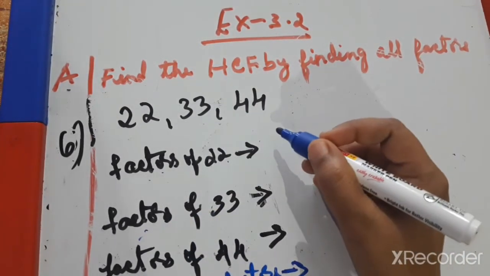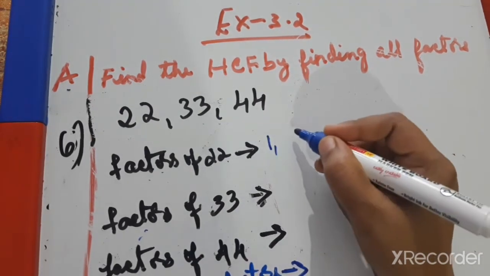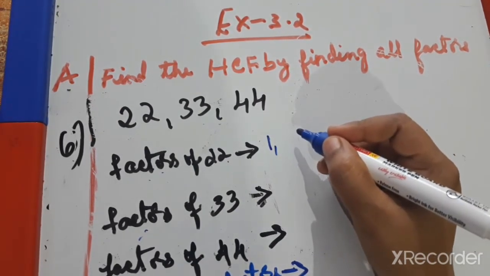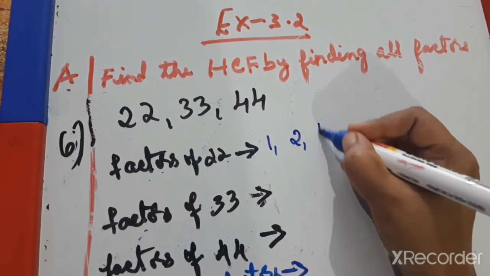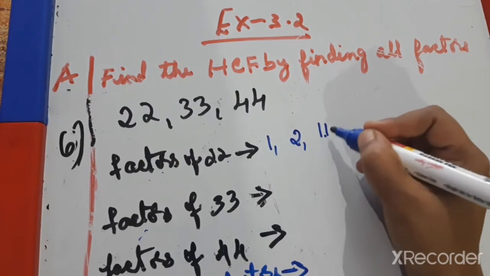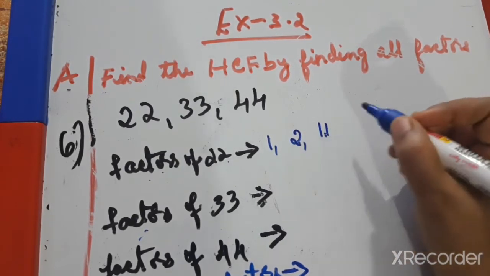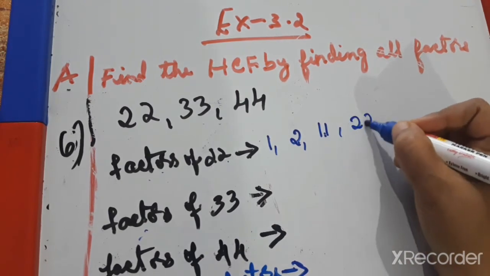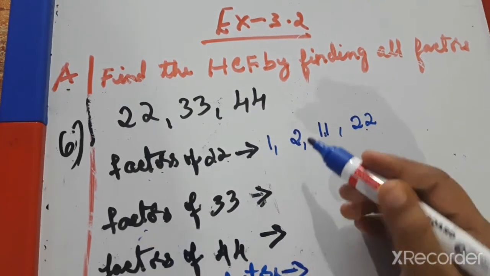What are the factors of 22? 1 22 is 22. Then 2 11s are 22. So 11 also, 2 11s are 22, or 11 2s are 22. 2 ones are in the tables also, and 11 ones are in the tables also. Then 22, the number itself. 22 ones are 22.